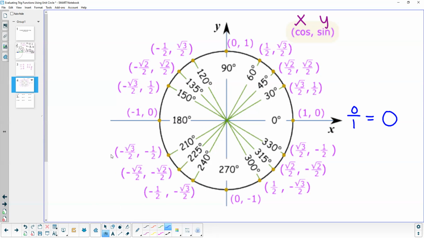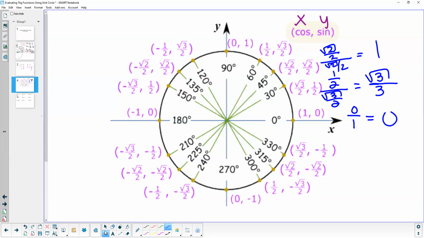If we do y over x of this one, we get 1/2 over √3/2, which after we did that complicated math on the previous page, we end up getting root 3 over 3, not root 3 over 2. Now, in this case, we end up with root 2 over 2 divided by root 2 over 2. And anything divided by itself is just 1.